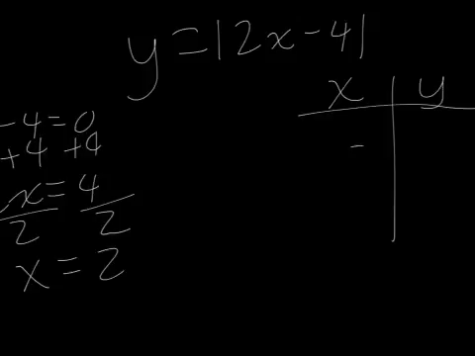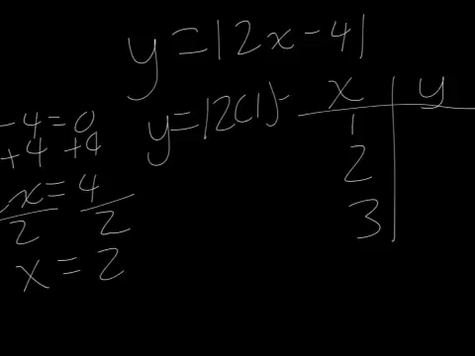I'm going to center it at 2. I'm going to go down 1 and up 1. So I've got 1, 2, and 3. So I'm going to say y is equal to the absolute value of 2 times 1 minus 4. 2 times 1 is 2. 2 minus 4 is negative 2. The absolute value of negative 2 is going to be positive 2.